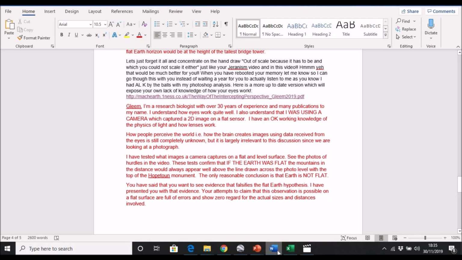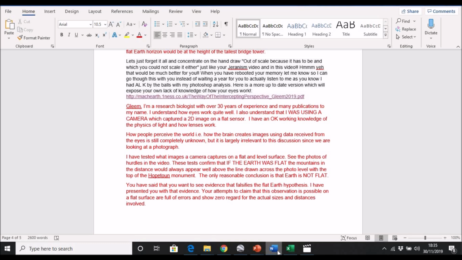Gleem, I'm a research biologist with over 30 years of experience and many publications to my name. I understand how eyes work quite well. I also understand that I was using a camera, not my eyes, although my eyes observed a very similar picture to the one the camera captured, although my eyes don't have 40 times zoom function, so it wasn't so clear as on the camera. The camera captured a 2D image on a flat sensor. So if you're going to go to the point that the eyes are curved and this makes a difference and so on, forget it. The camera isn't curved.